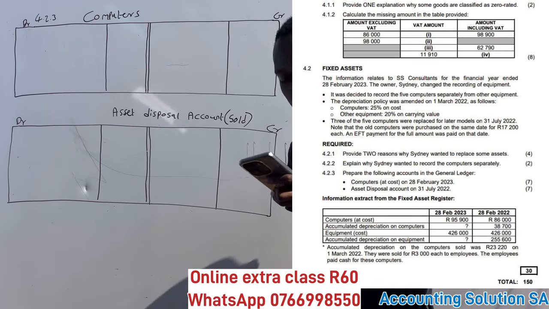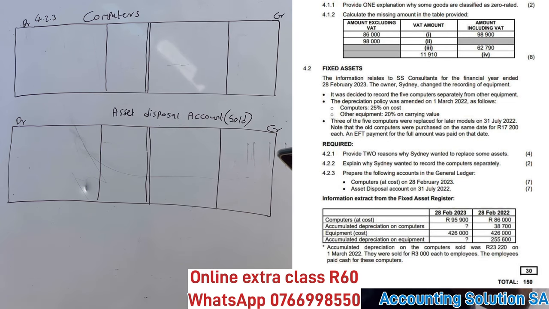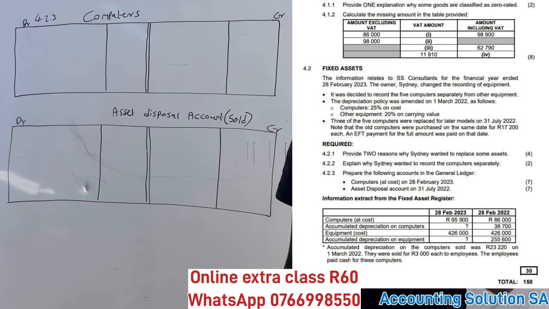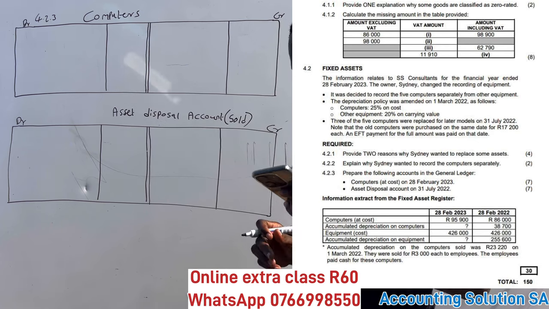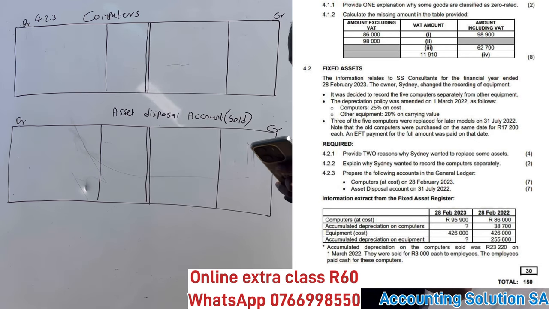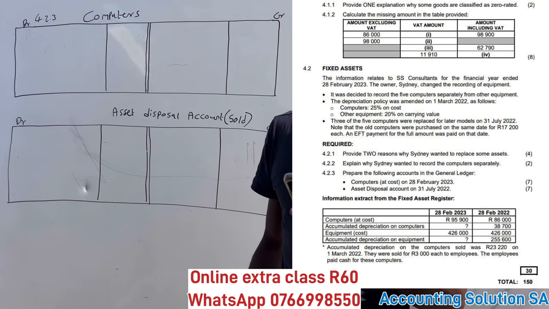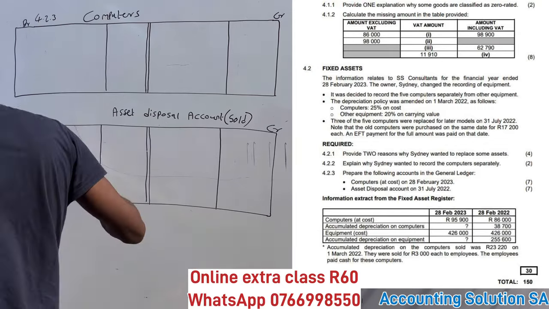4.2.3, prepare the following accounts in the general ledger. Number 1 is computers at cost. Number 2, the asset disposal account on 31 July 2022. Each has 7 marks. Then the information extracted from the fixed asset register gives us a computer cost price of 95,000 at the end and 86,000 at the beginning. So let's start with this one.